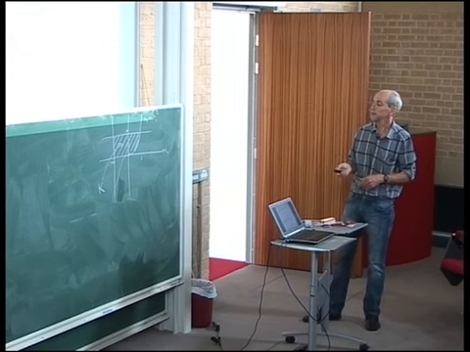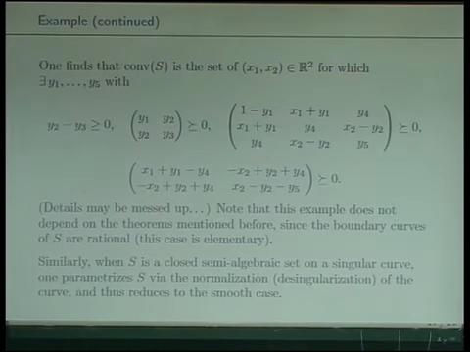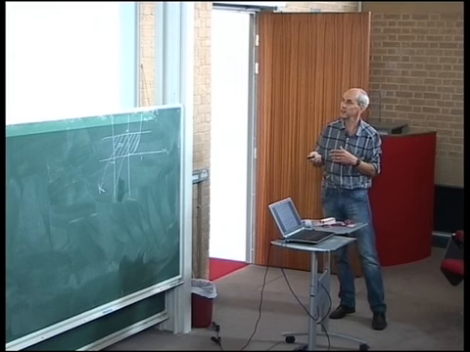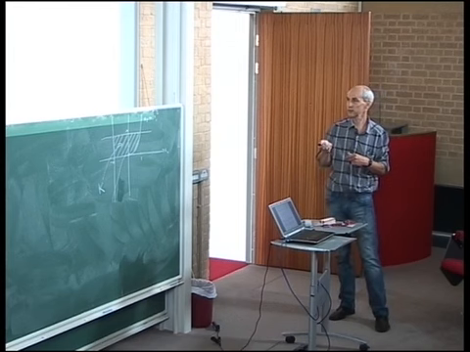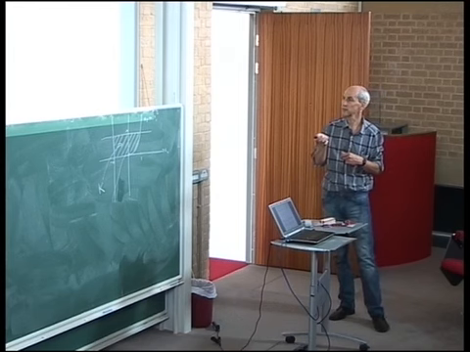And this example also illustrates another point, namely in trying to describe the convex hull of some set on a singular curve, because what I proved initially was only on smooth curves. One does not work on the singular curve, but rather one pulls matters back to the desingularization, normalization, and thus you reduce to the smooth case.